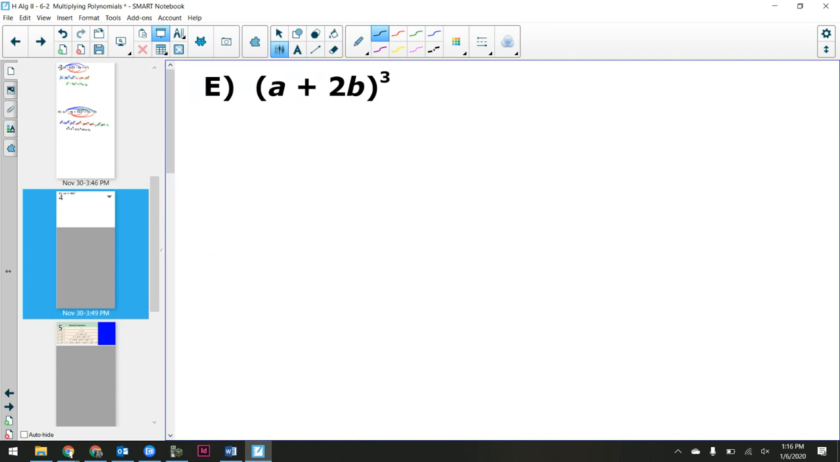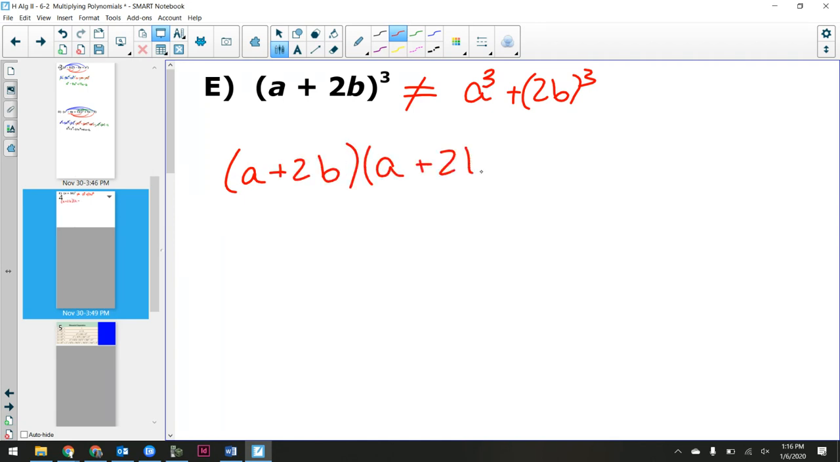So let's talk about some powers. Please, people, please don't say this. This is not a to the third plus 2b to the third. Do not do that. You cannot just distribute that. Please don't do that. You want to know what this really equates to? a plus 2b, a plus 2b, a plus 2b. Okay? So what does that imply? That implies that I need to FOIL this. I'm going to do the second 2 terms. You'll see why here in a second. I'm going to do the last 2 terms, last 2 factors.